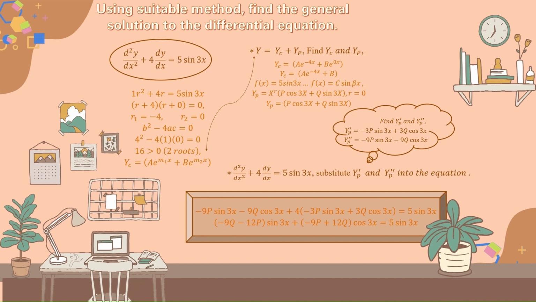Next, we will use the formula b squared minus 4ac in order to find the type of roots. From this formula, we will get 16 as the solution, which happens to be bigger than 0, which means there will be two roots in this equation. Next, we use the formula yc equal to a e^(m1x) plus b e^(m2x) in order to find yc, which we'll use in the next formula.